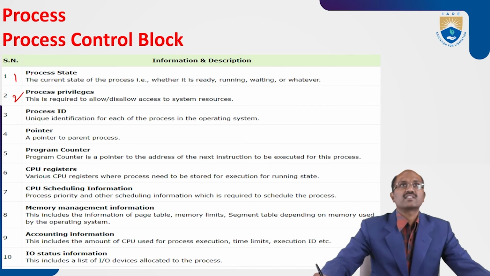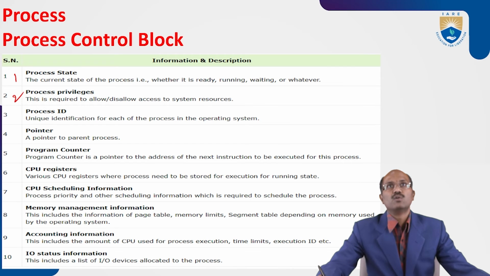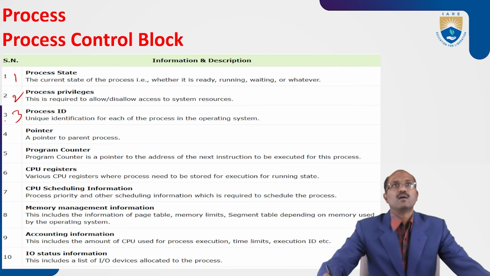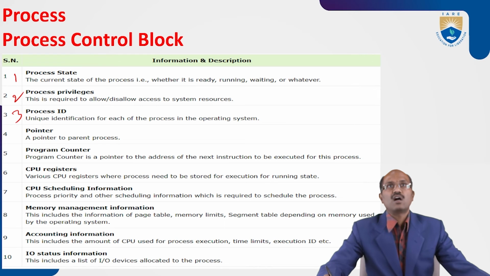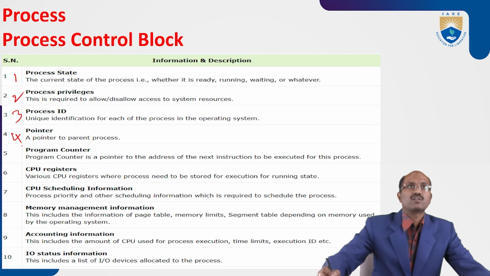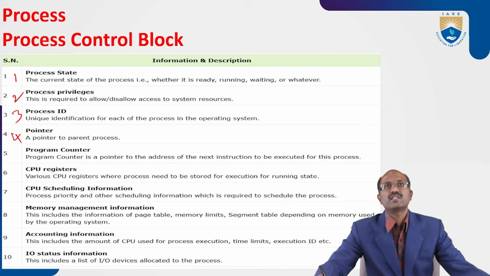This is the second data structure. This is required to allow or disallow access to system resources. The third very important data structure is the process ID. It is a unique number, meaning a unique identification for each process in the operating system. Next, the fourth one is a pointer. A pointer to the parent process.